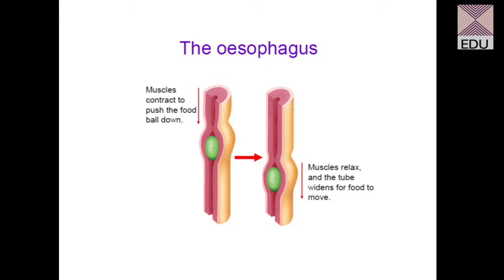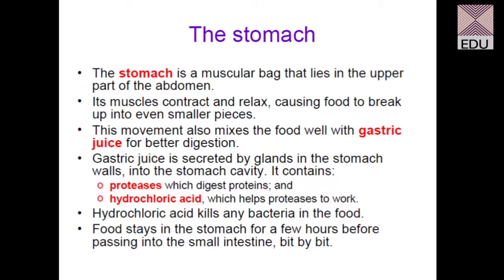After this process, the food reaches the stomach, and I have told you that the stomach has two parts. The first part is the cardiac part, the second is the pyloric part. The cardiac part has a sphincter which is called the cardiac sphincter. When the food goes to the distal end of the esophagus, it passes through the cardiac sphincter and goes to the cardiac part of the stomach. Now, the stomach is a muscular bag that lies in the upper part of the abdomen.